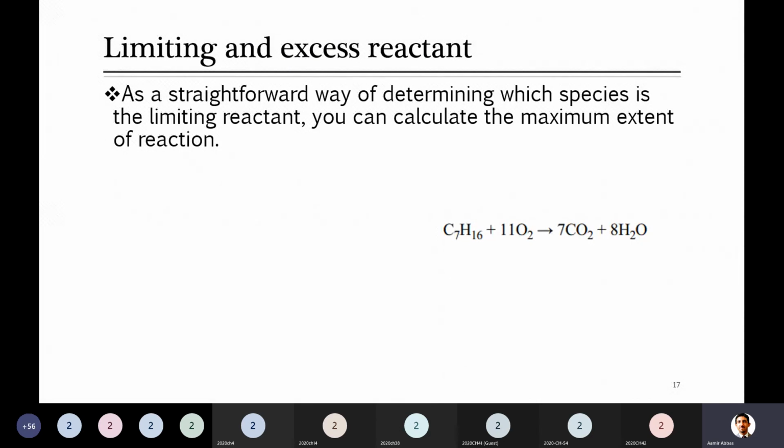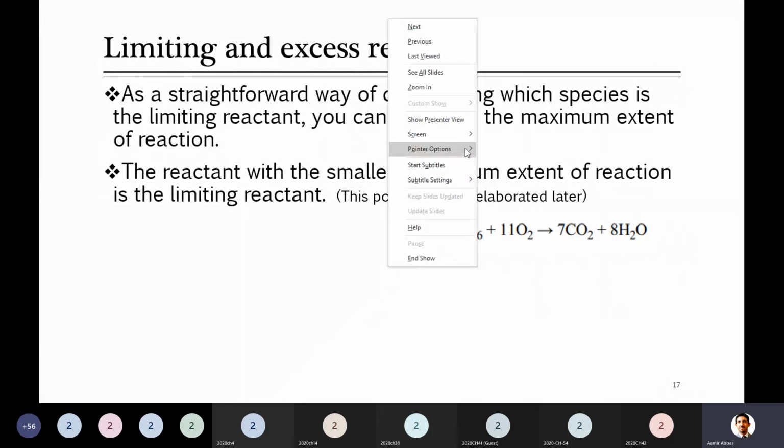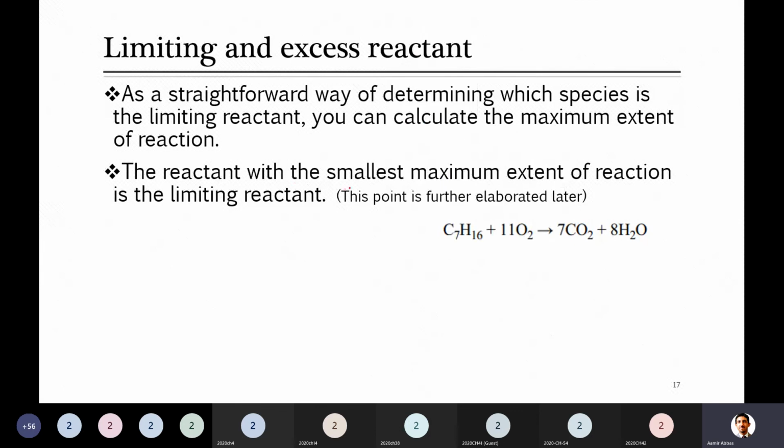Right. So just a few minutes back, you studied that there's something limiting and excess reactant. I told you that you can look at the number of moles, their ratio, and compare it with the stoichiometric equation. The other way is to calculate the maximum extent of reaction and find which one is limiting. We discussed that the one with the smallest maximum extent will be the limiting reactant.